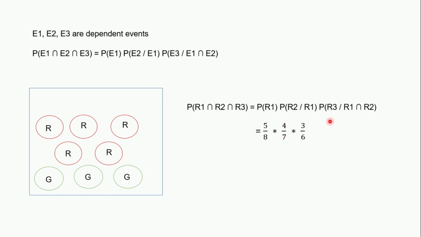And the probability that the third time we drop the red ball, given that the first time and second time we dropped the red ball, means 2 red balls got dropped out. Therefore the number of red balls is reduced by 2, so it becomes 3, and the sample space size also got reduced by 2, so it becomes 6. Therefore we write 3 by 6 here. So that's all about dependent events.